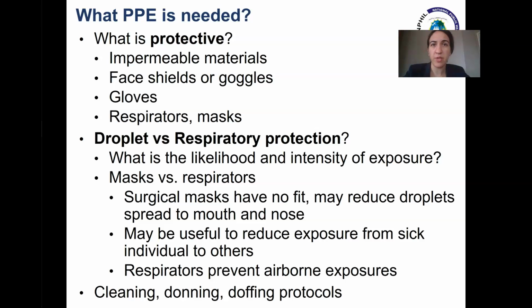Selection of appropriate PPE depends on how the agent is transmitted, how severe the disease is, and what the healthcare worker can tolerate. It includes gloves, respirators or masks, and eye protection in the form of goggles or a face shield. It's important to consider whether droplet or airborne protection is necessary. You'll want to think about what is available, as well as the likelihood and intensity of exposure.